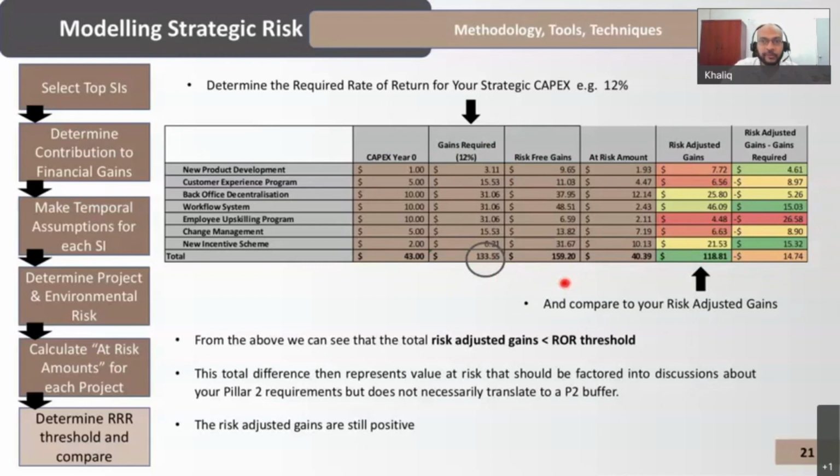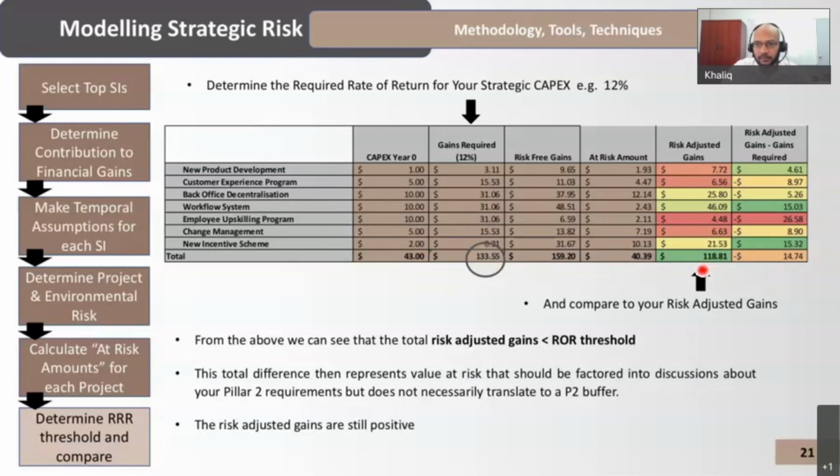And when we examine our risk-free gains from our initial assessment of the strategic initiatives, it's $159 million. When we find the present value of our at-risk amount, and then we subtract that from our risk-free gains, we have our risk-adjusted gains in the second to last column. You would notice that our risk-adjusted gains, even though it's positive at $118 million, are still less than the gains required.